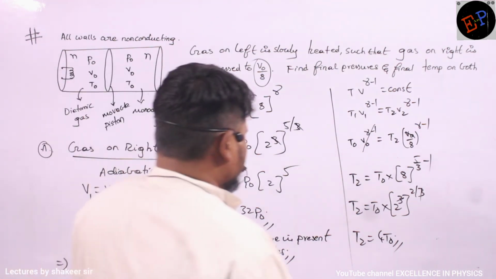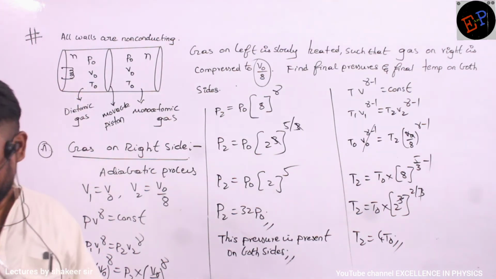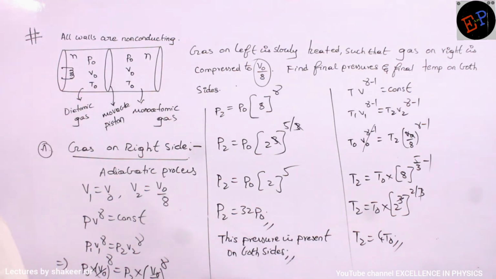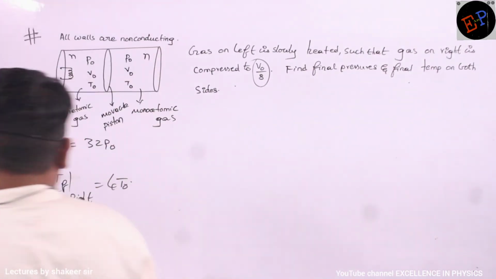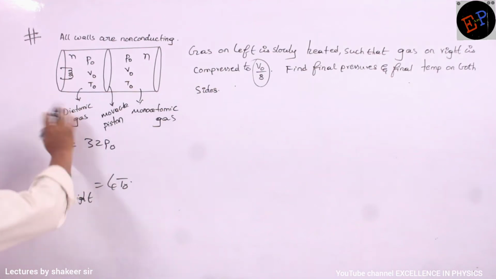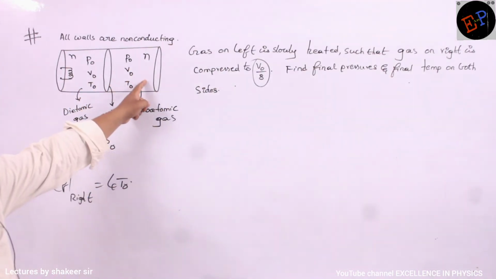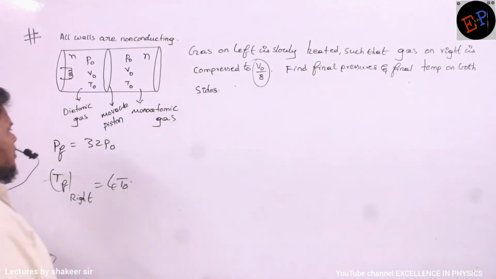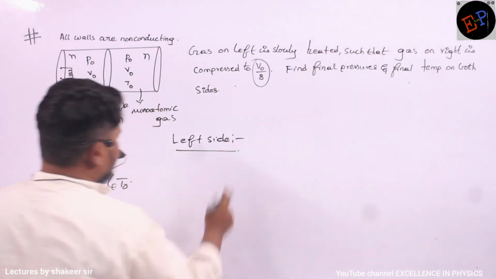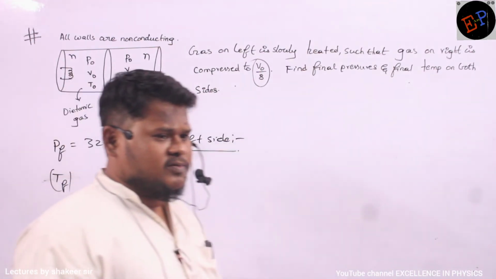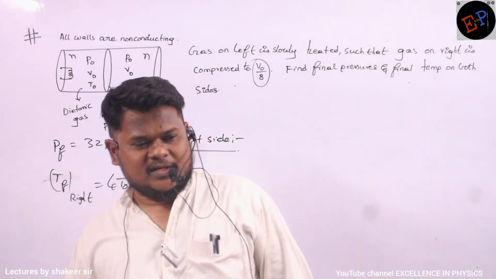Once I calculate the final temperature, now I have to go for the gas on the left side. Completed writing up to here? So the final pressure on both sides is 32 P naught, and the final temperature on the right side, in the adiabatic process, is 4 T naught. Now we will calculate for the left side of the cylinder. On the left side of the cylinder, can you say what process is happening? Is it adiabatic, isothermal, isochoric, isobaric?